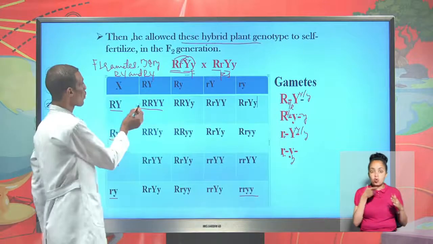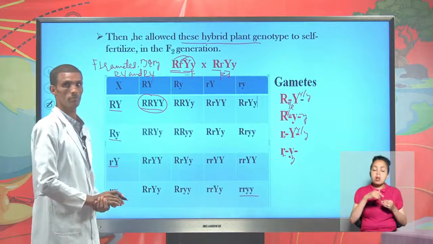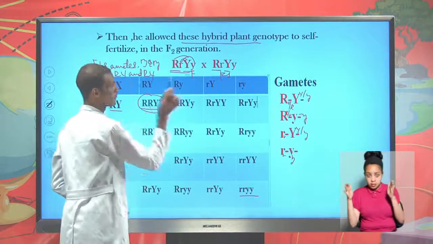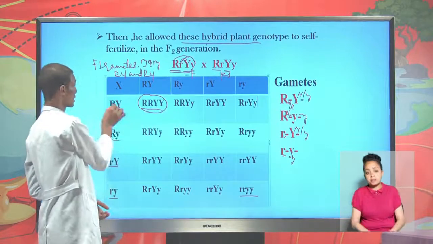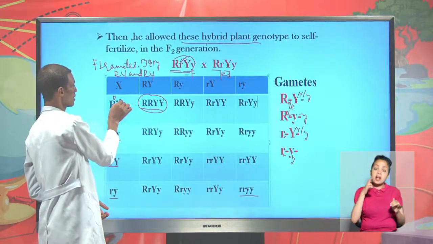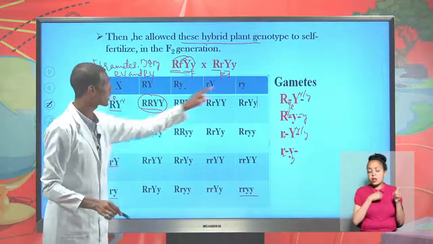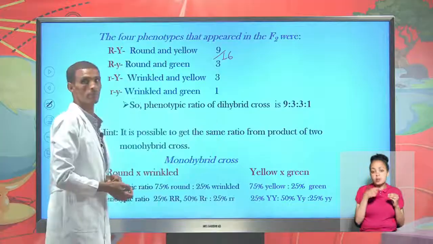Here, it started from R capital, homozygous round yellow, which means R capital comes here, R capital here, and again Y capital here. Within this gamete there is R capital, there is Y capital. And again, we can cross here. From this cross, round yellow can be found 9 out of 16.